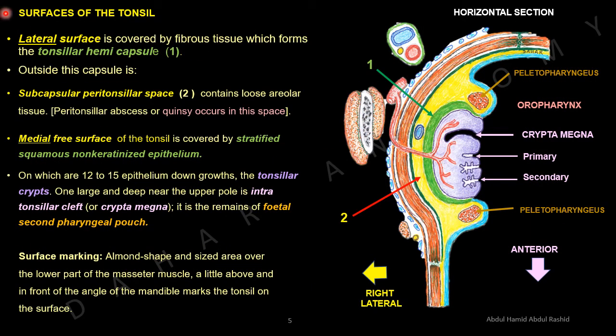Surfaces of the tonsil. We are going to see the same diagram here. This is the horizontal section. This is lateral or outside. This is medial or inside. This is the oropharynx, and anterior to it is the oral cavity.